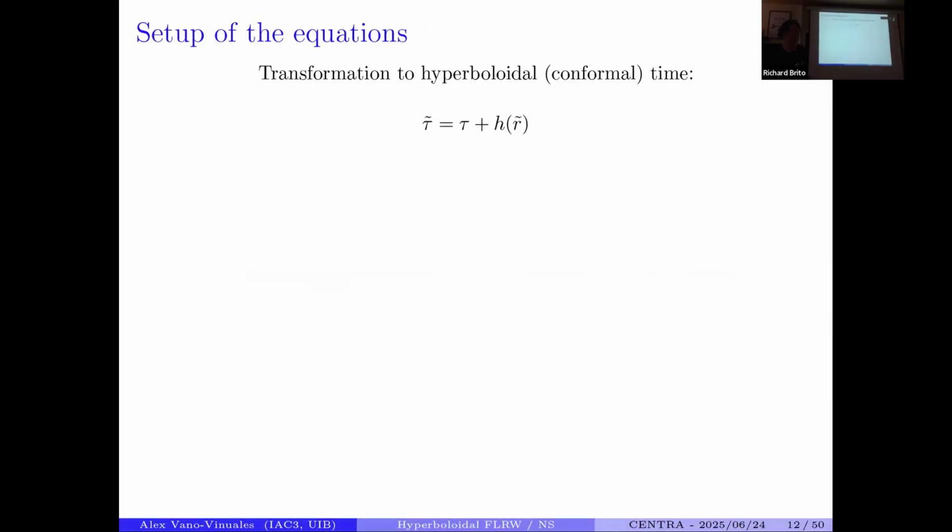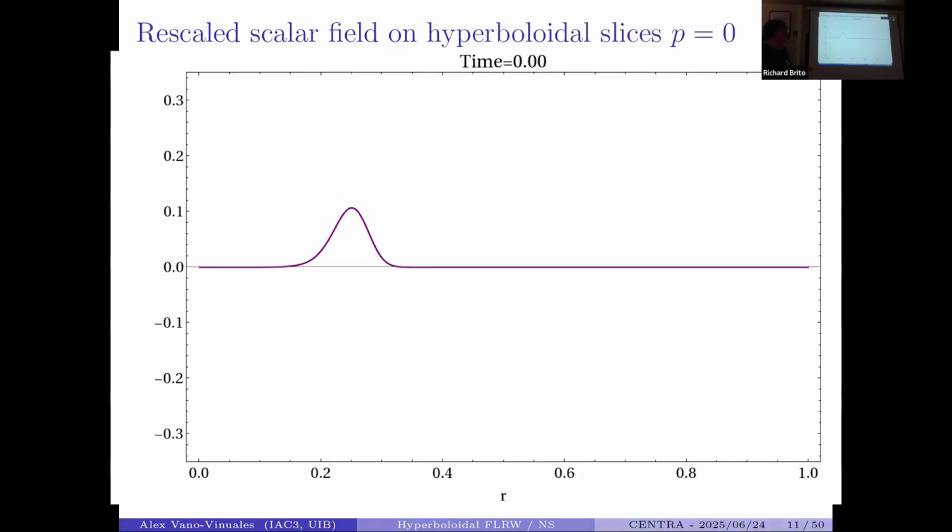So scri is at r=1. Yes, thank you. Scri would be exactly r=1. So you could set that to any other value. One is as good as any other.